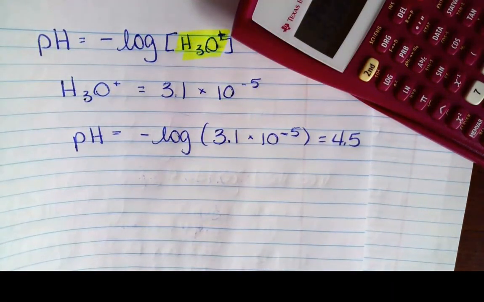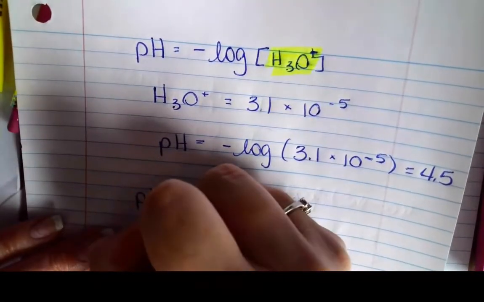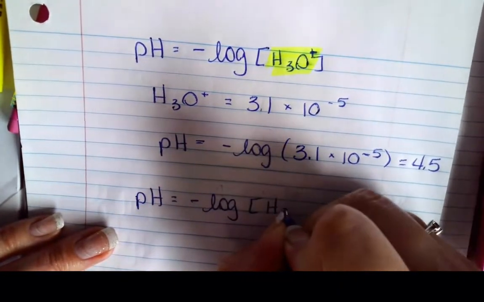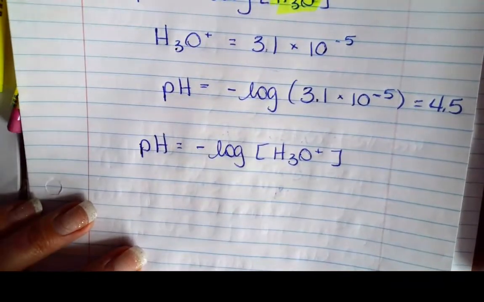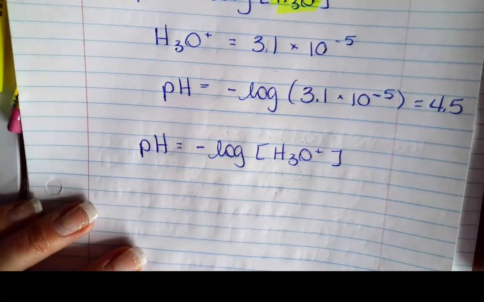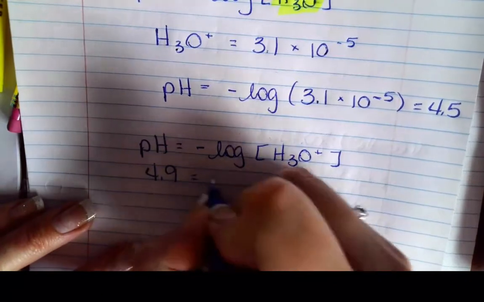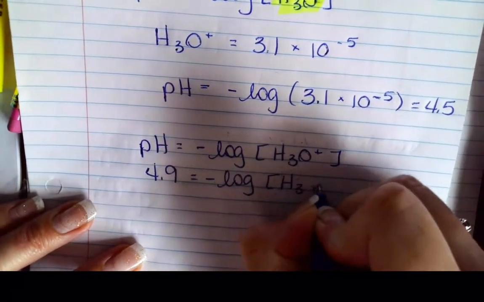We have the pH of a fruit juice is 4.9. So now we're going to go backwards. I'm going to use the same setup where the pH is negative common log of H3O positive. All right. So what I have is the pH is 4.9, and I am trying to find out what the rest of this is here.